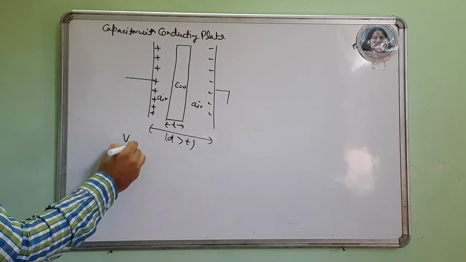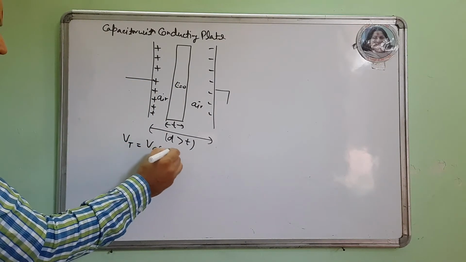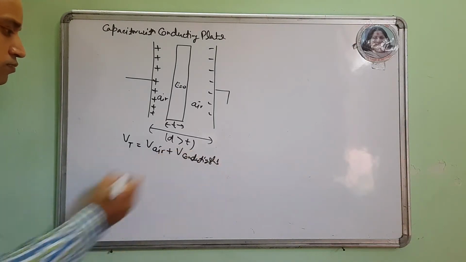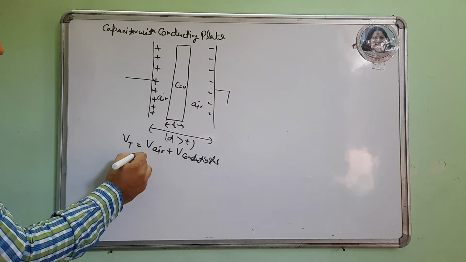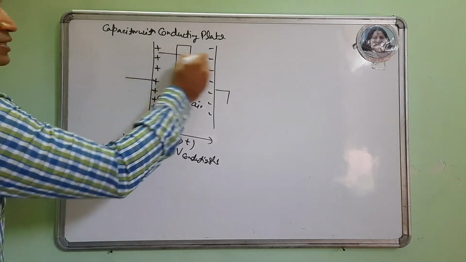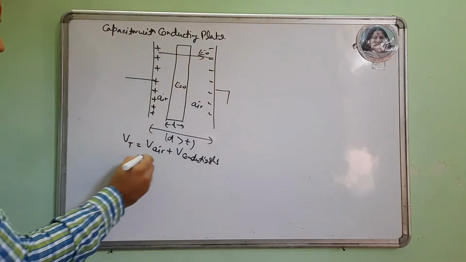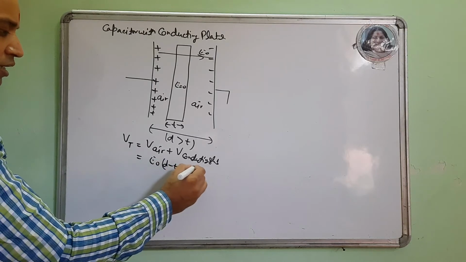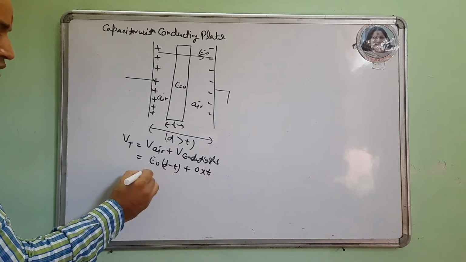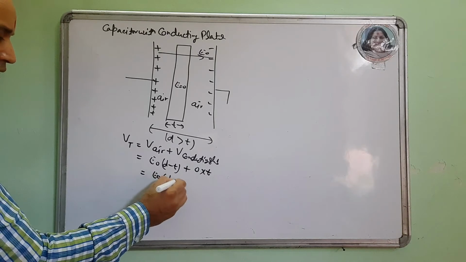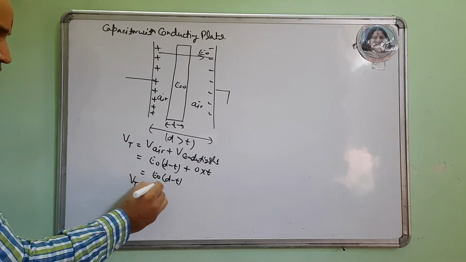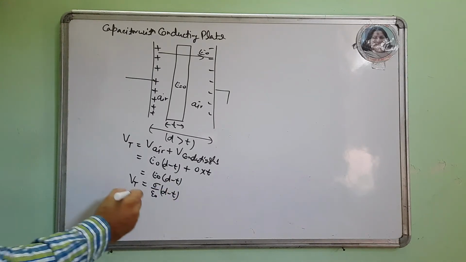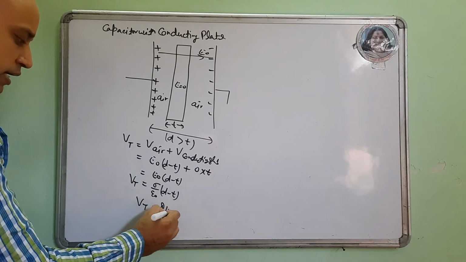So total voltage is voltage across air plus voltage across the conducting slab. So voltage across air, if the electric field existing is E naught, then it is E naught and the separation is D minus T. Here it is 0 into T. So E naught into D minus T. E naught is sigma by epsilon naught, D minus T. Sigma is Q by A. V total is Q by A epsilon naught.